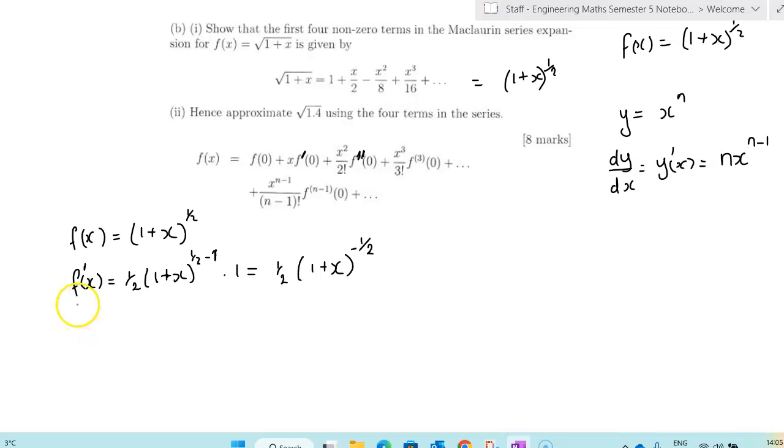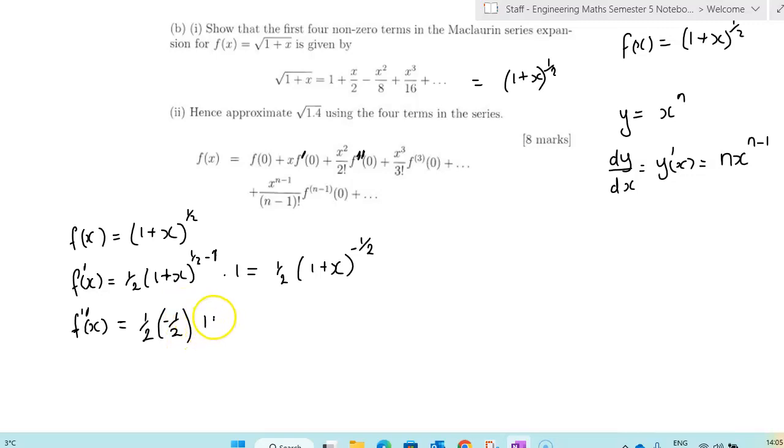Then we do the second derivative, f double dashed x, which means we're going to have to differentiate this thing that we've already done. So we have the half that's there. We bring down the power times minus a half.